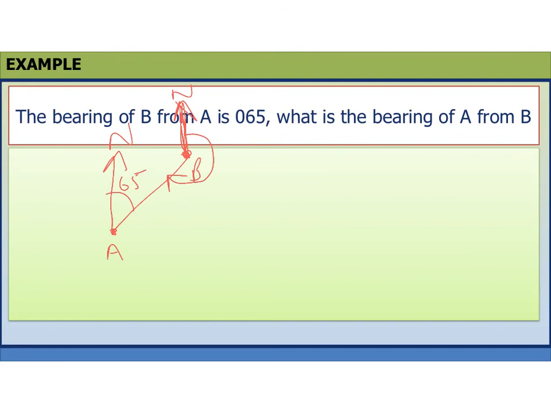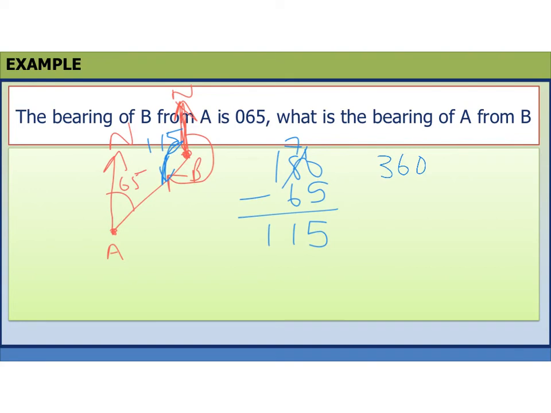But because these north lines are parallel, what you're able to do is work out what this angle is using co-interior angles. So 180 take away 65 is 115. So this angle is 115, and then take that away from 360 to get the bearing, because obviously 115 is measuring it anti-clockwise, and I want to measure it clockwise. So if we do the same again, 360 take away 115, the reverse bearing must be 245.